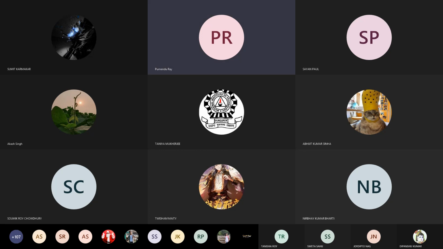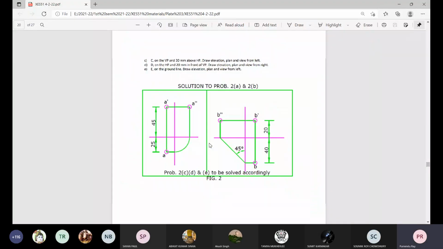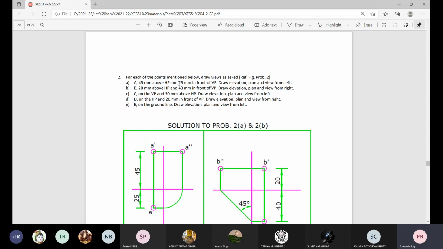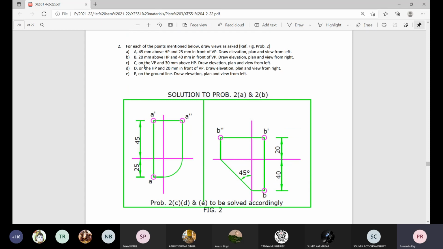Now, do you have that problem sheet ready in front of you? Or even if it is not ready, I'll just go to the next problem. For each of the points mentioned below, please go through this statement. Separately, it has been copied beside the solution. This solution is also there for 2A and 2B; 2C, D and E are to be solved accordingly from your understanding.